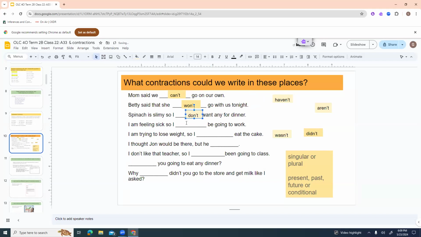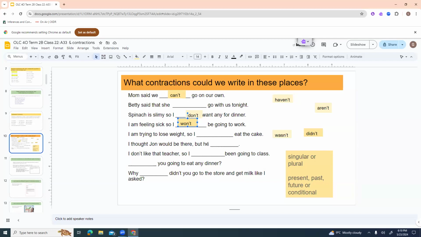I am feeling sick, so I blank be going to work. So I can't use aren't because aren't is for plural. I haven't, wasn't, didn't. I would say won't again when I use it down here again. So I won't be going to work. I am trying to lose weight, so I something eat the cake. So I won't eat the cake. They want to use won't a lot here.